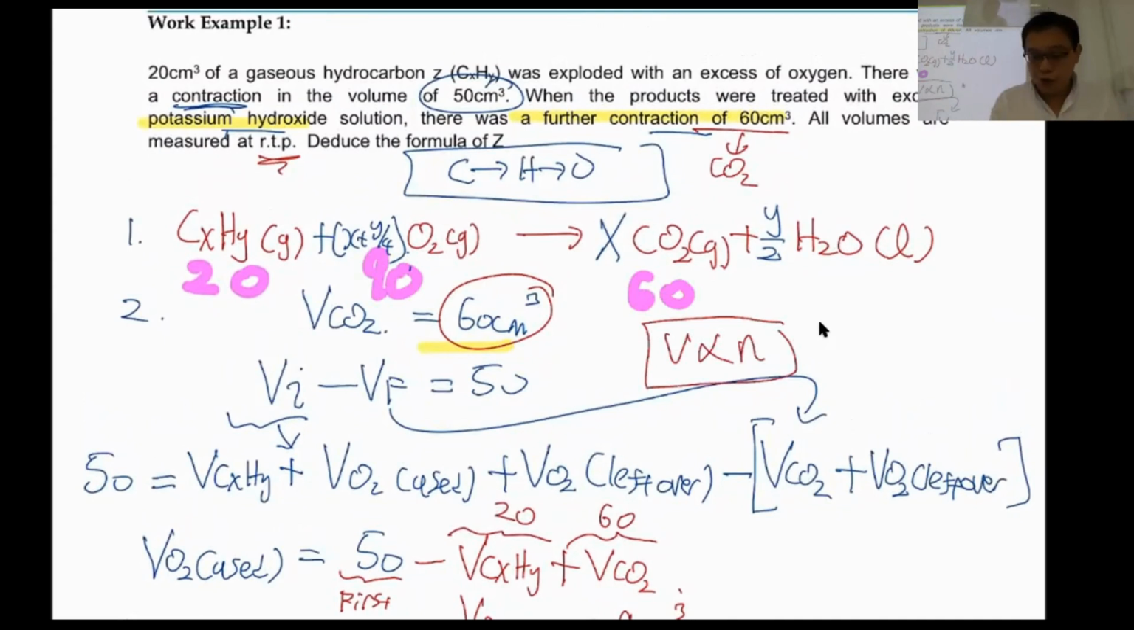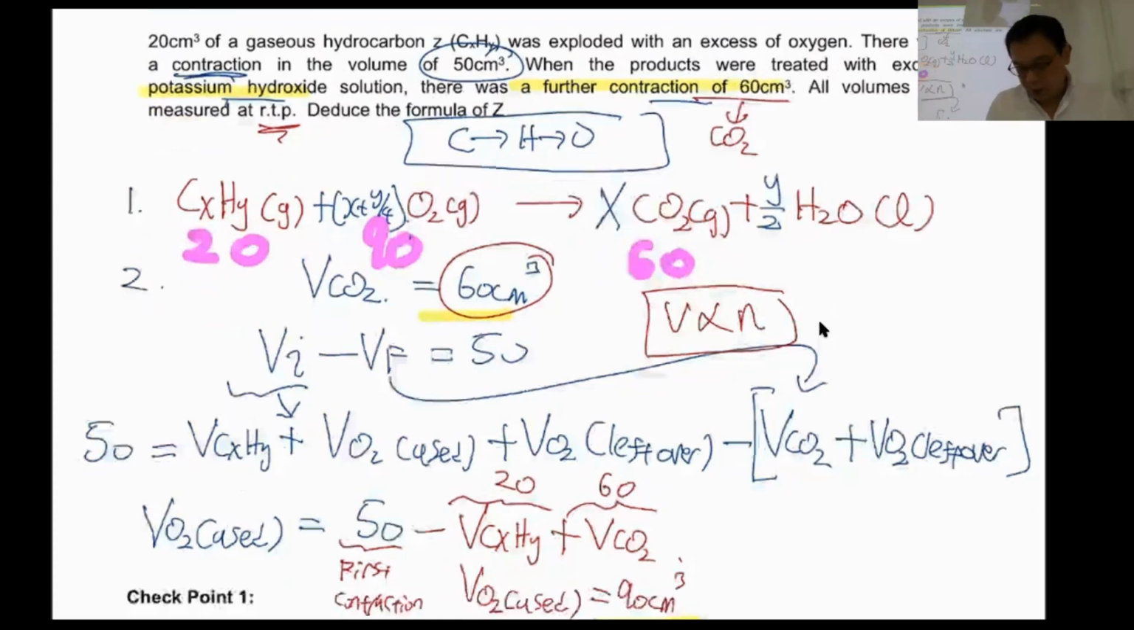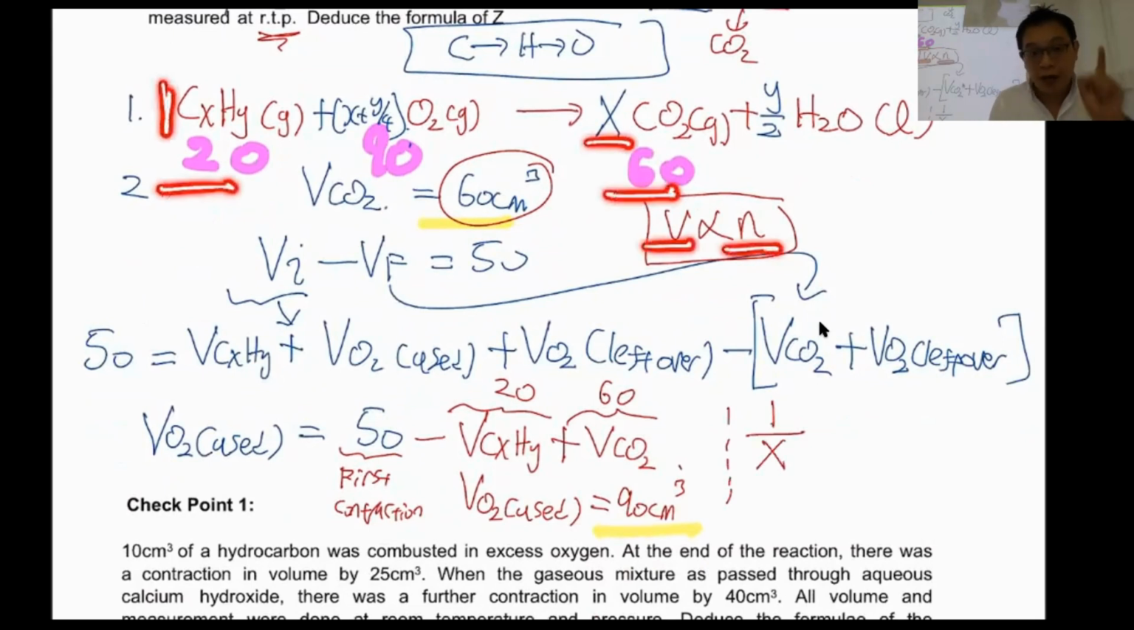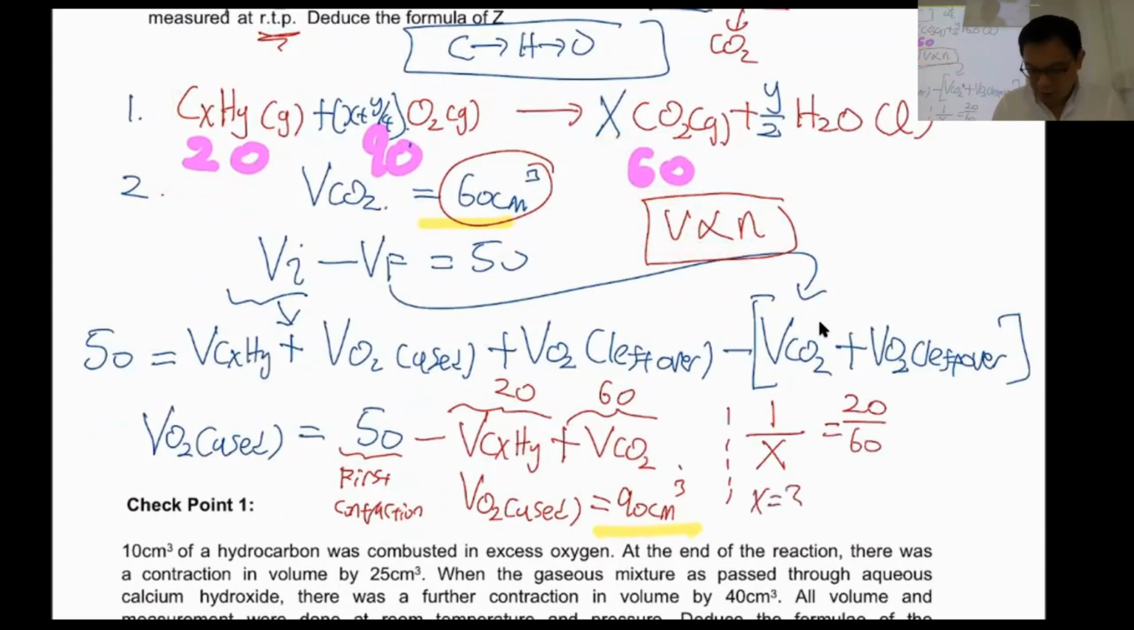Now I'm going to use the mole ratio technique. Do you notice this is 1? This is 1 over x. This is the mole ratio between your hydrocarbon and your CO2, equals 20 over 60. And that's what I'm going to do right now. So this is 1 over x, because this is 1 over x here, equals 20 over 60. Remember, mole and volume are the same in gaseous state. Can I solve the value of x? Yes. x equals 3.